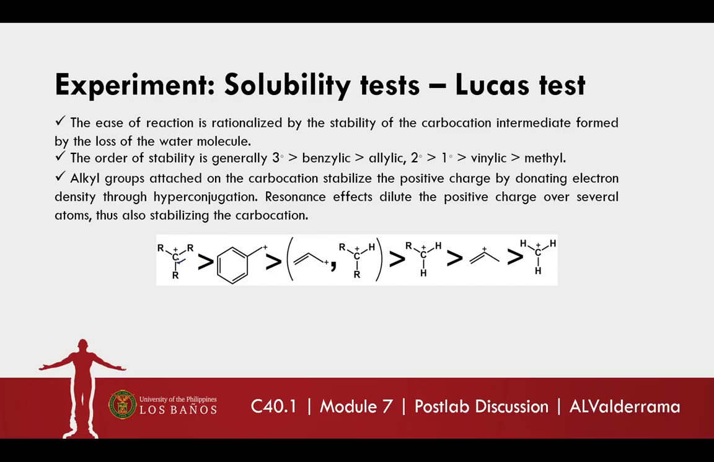And since this is positive, this is generally termed as carbocation. And this carbocation has several stability. Mas stable yung tertiary carbocation, followed by benzylic, followed by allylic, followed by primary. Yung allylic at secondary, medyo same sila na level. Followed by vinylic, and then lastly, your methyl. So, the stability is due to the hyperconjugation and resonance effects in our carbocation. Okay?